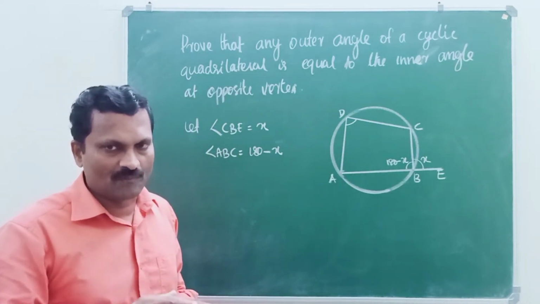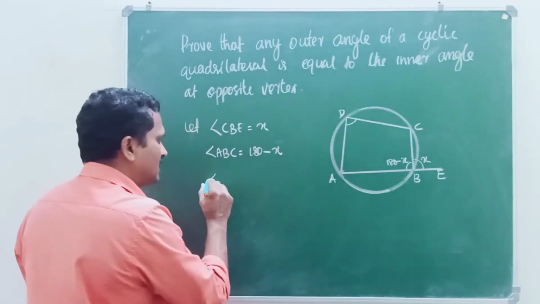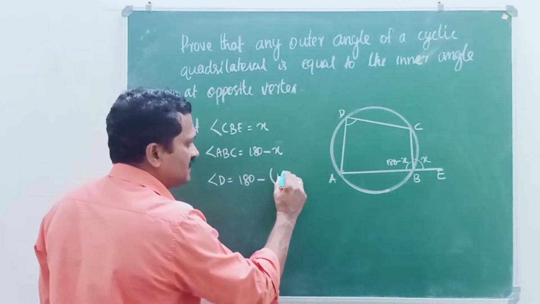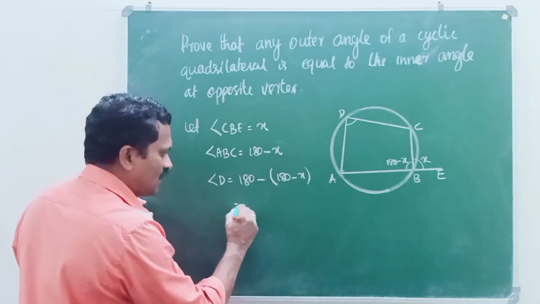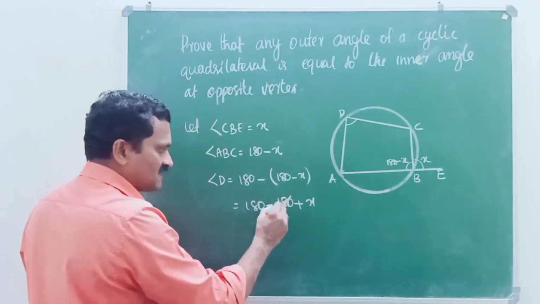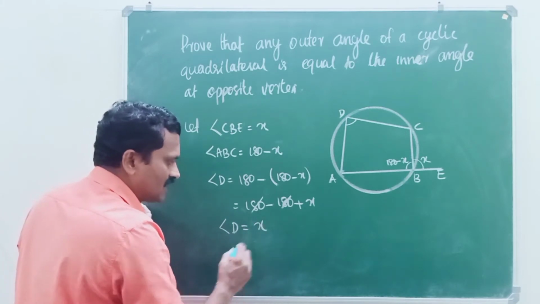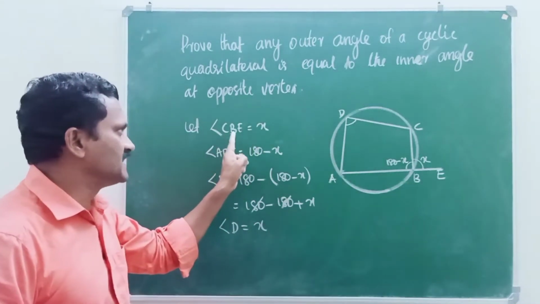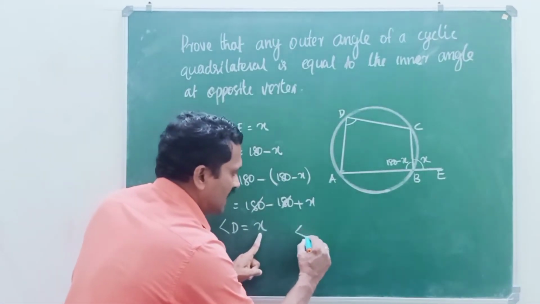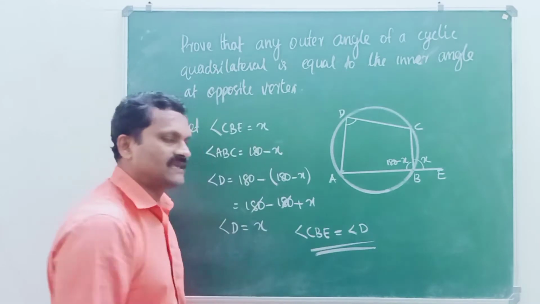We know that opposite angles of a cyclic quadrilateral are supplementary. So angle D can be written as 180 minus angle ABC, that is 180 minus (180 minus x). On simplifying, 180 minus 180 plus x, the plus 180 and minus 180 get cancelled, then angle D equals x. If angle CBE equals x, then angle D equals x. Therefore, angle CBE equals angle D. Hence the result.